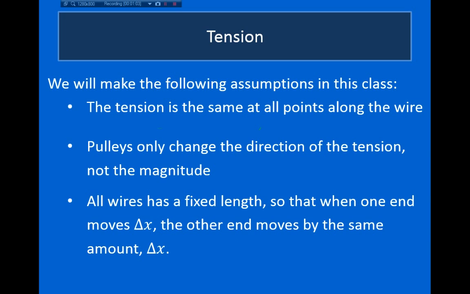The second assumption is we'll assume that pulleys only change the direction of the tension, but not the magnitude of the tension. What this assumption is assuming is that the pulleys are both massless and frictionless. The final assumption we'll make is that the ropes that we deal with are a fixed length, so that when one end of the rope moves by a distance delta x, the other end of the rope moves by the same distance. What this assumption is assuming is that the rope does not stretch.